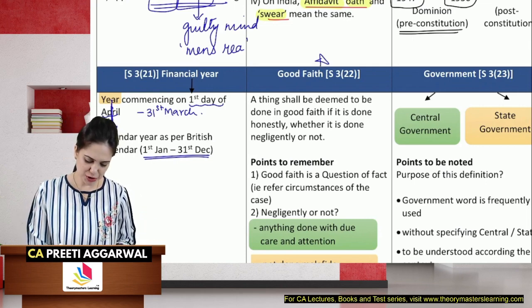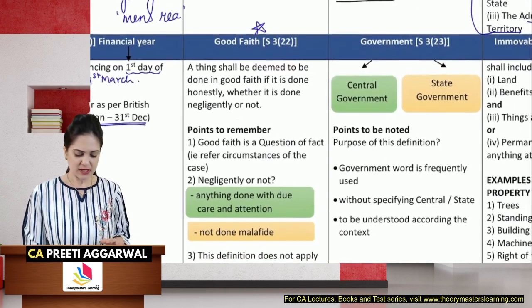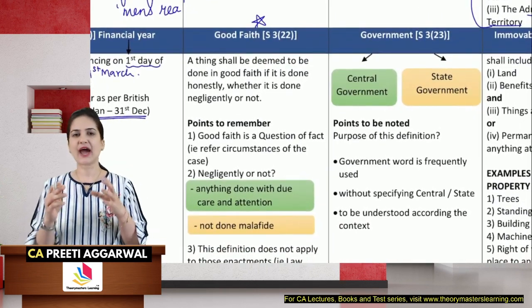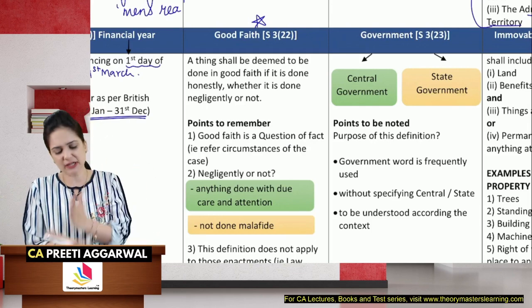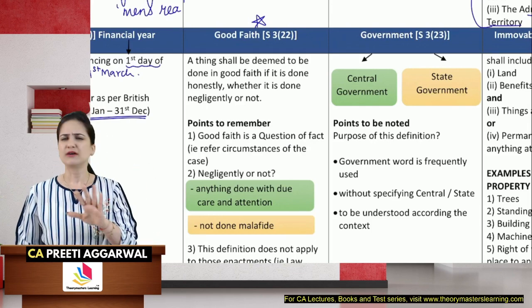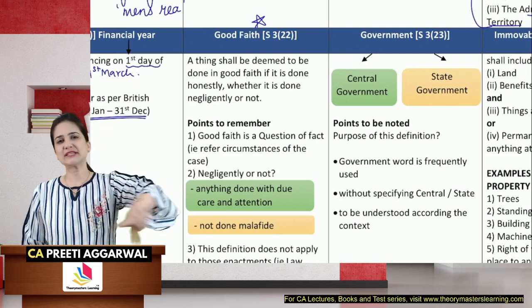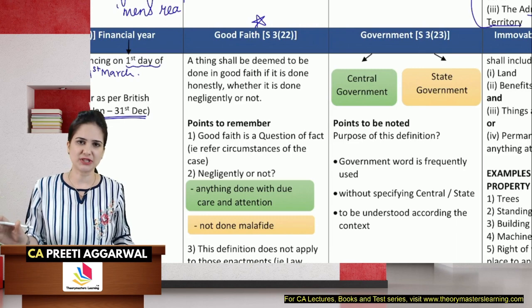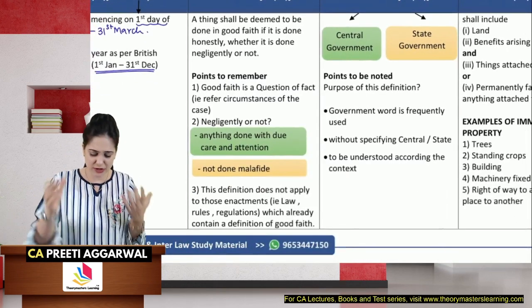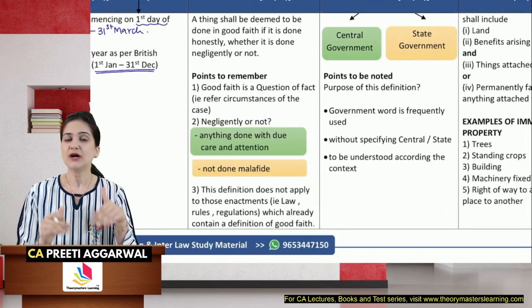Then we have the definition of good faith. Now, see students, if the definition is given in the act itself, then please refer to that definition. For example, in the Partnership Act, they have clearly defined what is good faith. No need to come to the General Clauses Act. Go and refer to that definition. But if you don't find a definition in the respective act, it's a very general term. So now we have tried to define what is good faith.